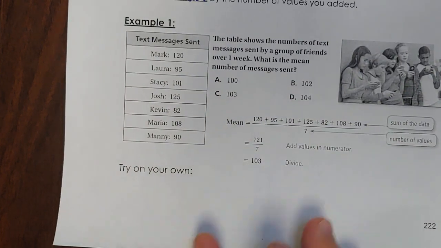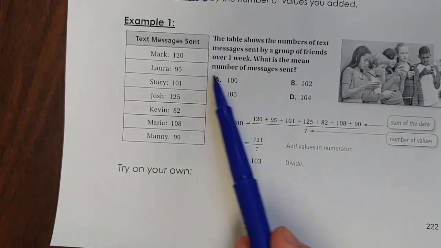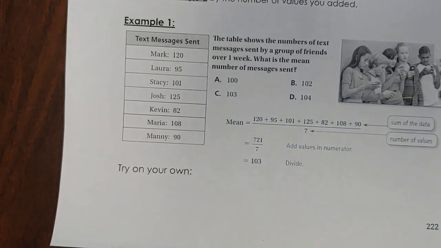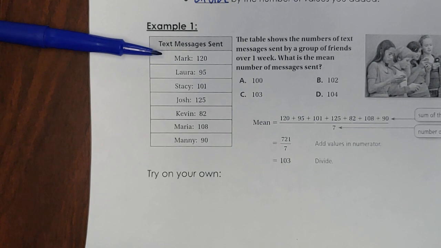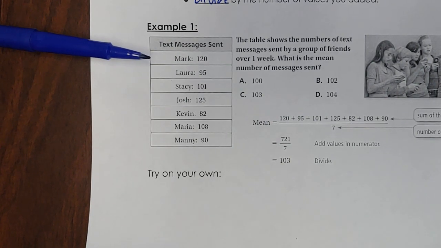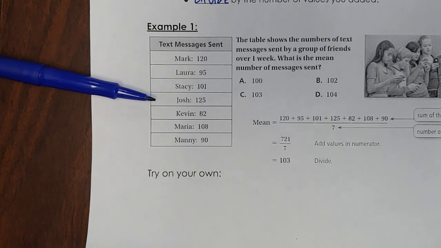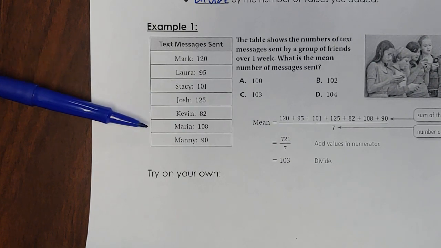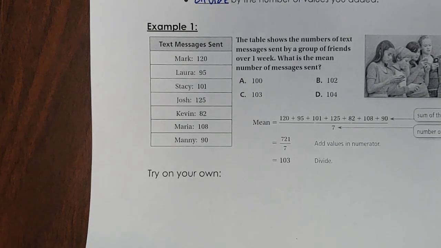So we have our next example right here. The table shows the number of text messages sent by a group of friends over 1 week. What is the mean number of messages sent? In other words, it's asking what's the average or about how many does each person send. So we have these text messages. We have Mark and Laura. Mark sent 120. Laura sent 95. Stacy sent 101. Josh sent 125. Kevin sent 82. Maria sent 81. And then Manny sent 90.